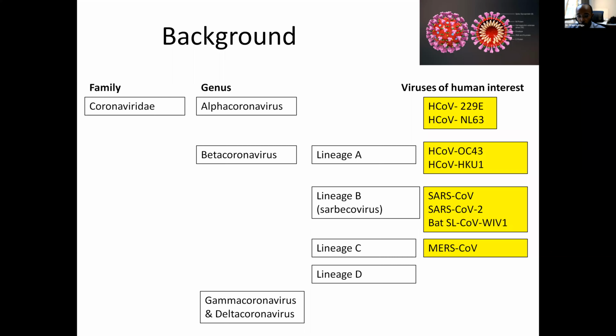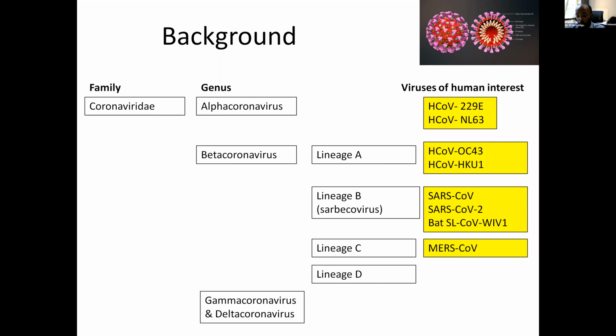On top of that, we have a beta coronavirus within the same family, but a different genera now. And within this beta coronavirus, we have four lineages. In the lineage A, we have human coronavirus OC43 and human coronavirus HKU1. Again, these have been associated with mild respiratory disease, again presenting as common colds.